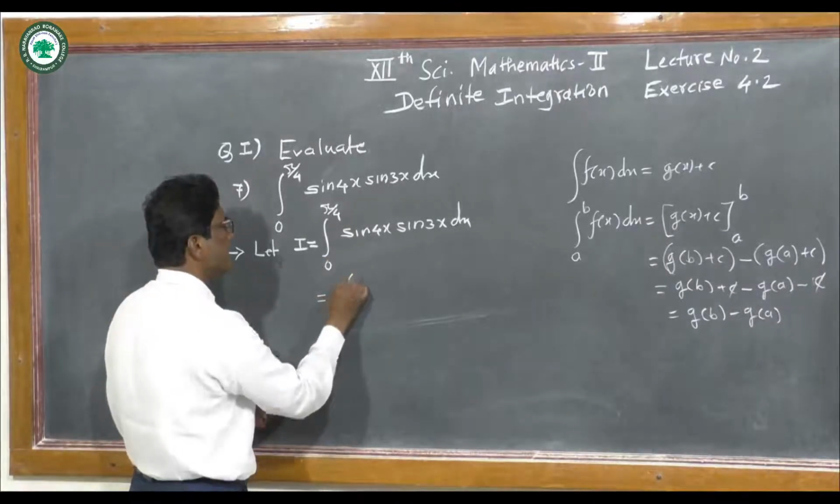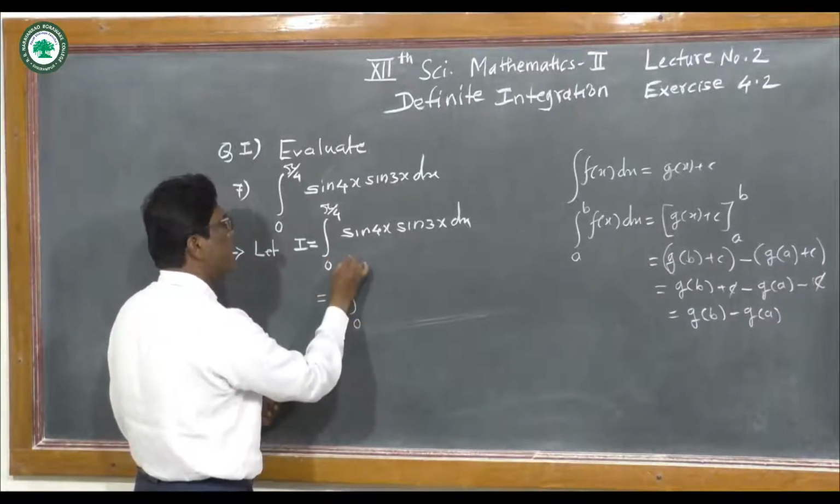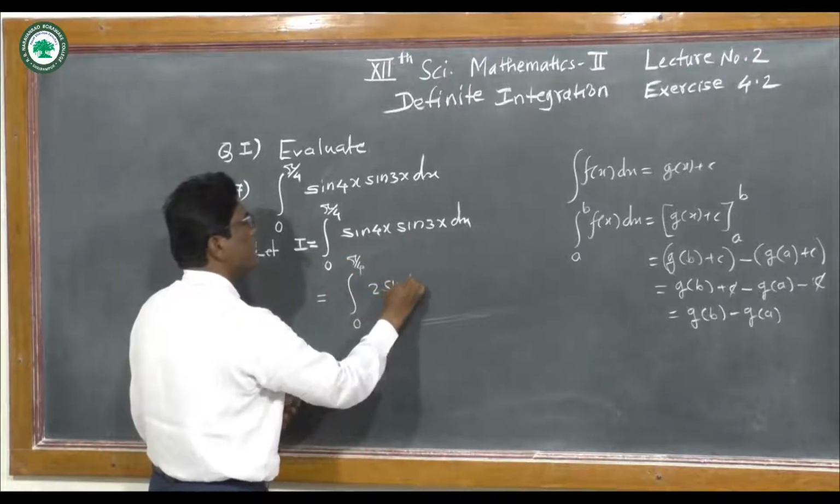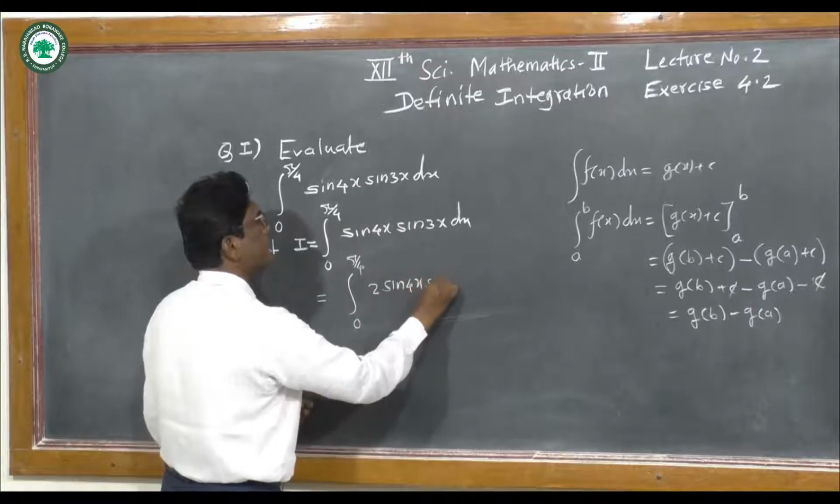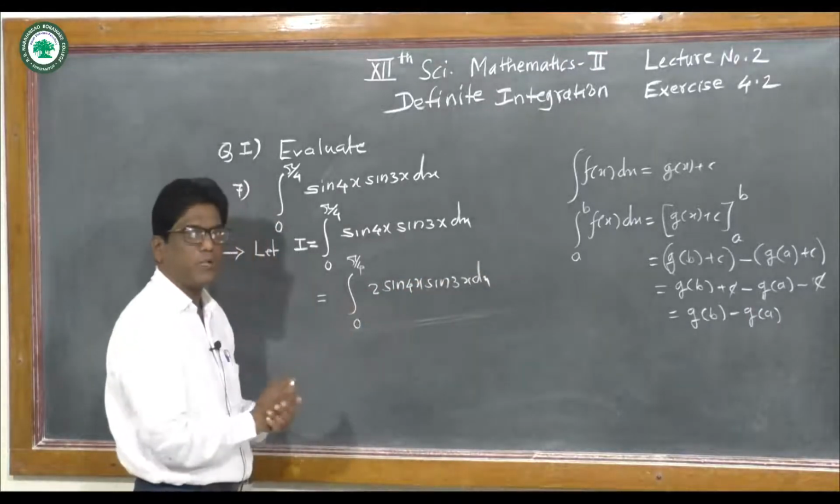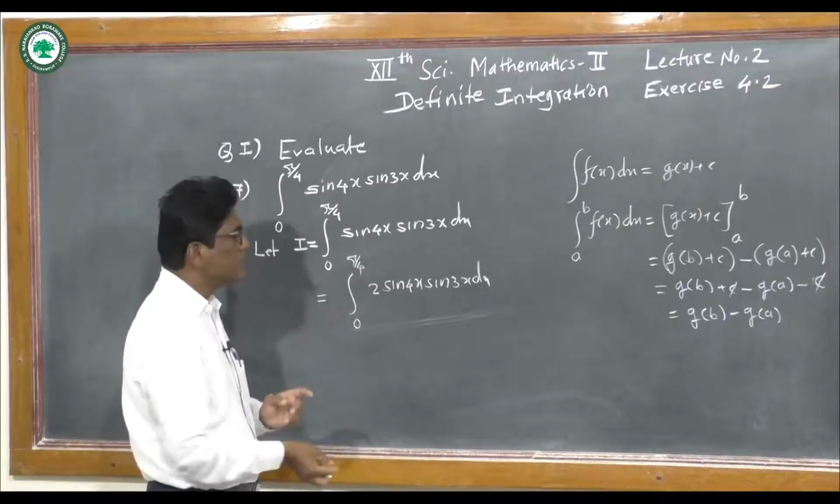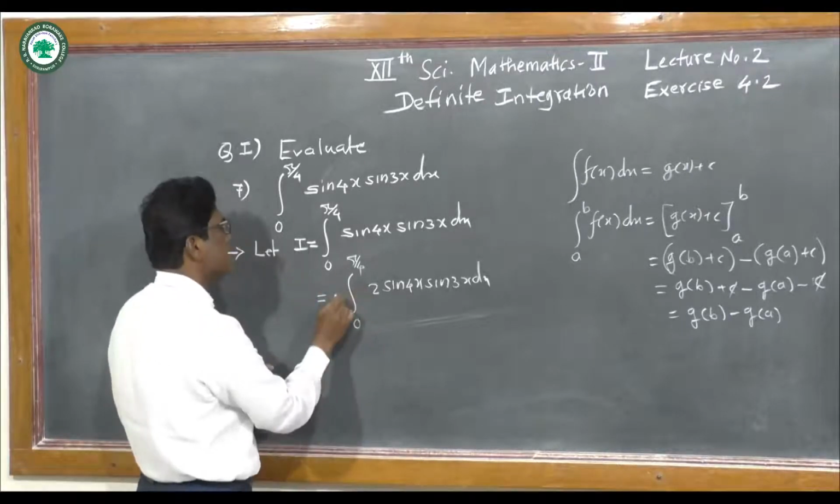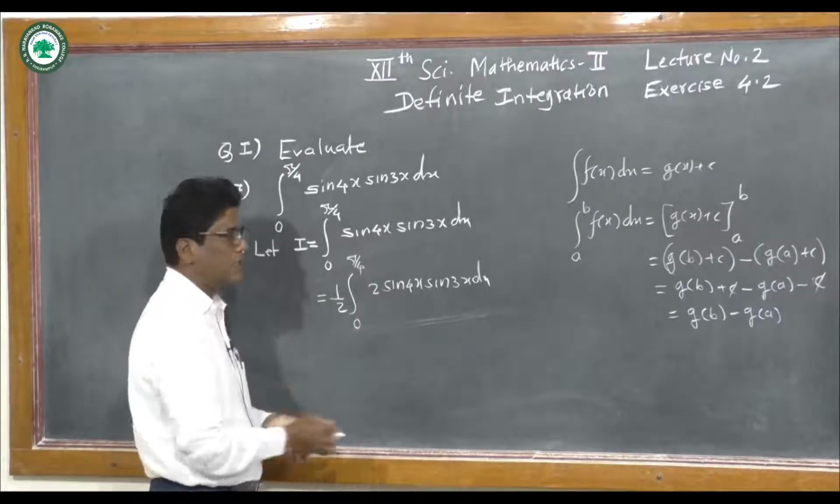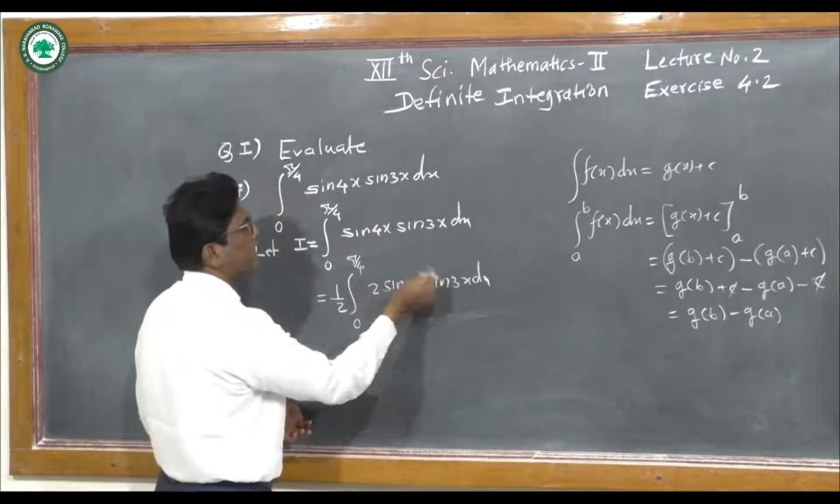So this is equal to integration 0 to pi by 4. Here we take 2 times sin of 4x into sin of 3x dx. Why we take here 2? We know the formula of 2 times sin A sin B. So we adjust this 2. So cancel this 2. So 1/2. So 1/2 into 2, 2 get cancelled. And now use the formula 2 times sin A sin B.